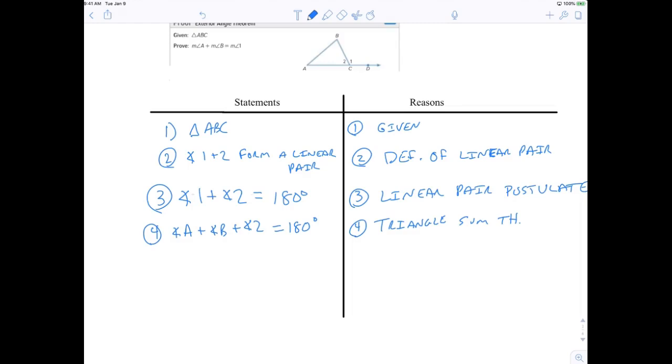So remember, you're trying to combine as you go down. Look right here. They're both equal to what? So everybody agree with that? So that means now what? She said it correctly. Angle 1 plus angle 2 is equal to angle A plus angle B plus angle 2. And that, of course, is just what? Substitution again.